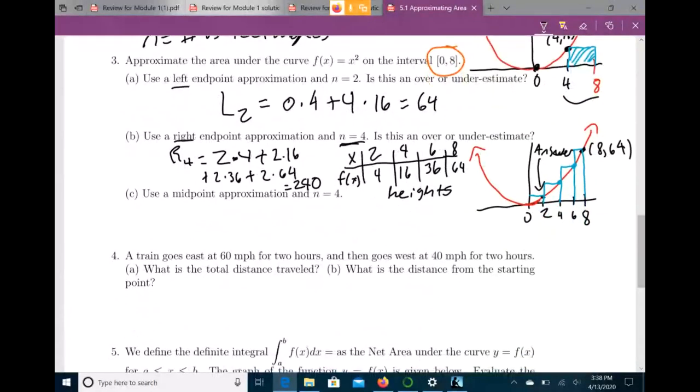For example, if I had a function that was decreasing on some interval, and I use right endpoints, then I would be underestimating. Whereas if I use left endpoints, I would be overestimating. So it depends on whether your function's increasing or decreasing. And you don't really need to memorize anything like that. You can always just think about what the picture looks like.